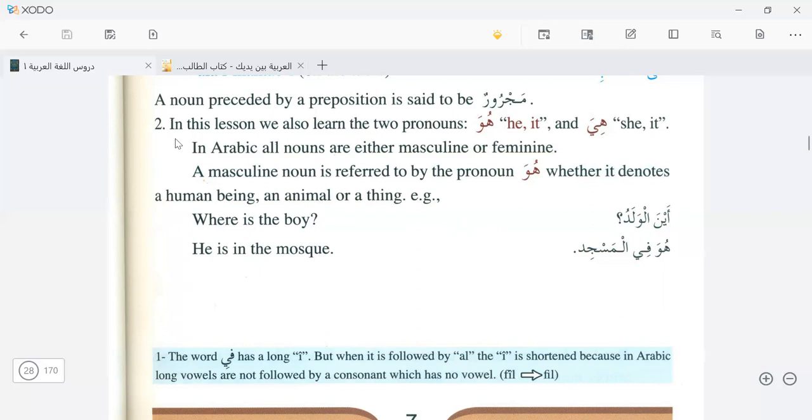So Nuranisa, number two. In this lesson we also learn the two pronouns: huwa, he or it, and hiya, she or it. In Arabic, all nouns are either masculine or feminine. A masculine noun is referred to by the pronoun huwa, whether it denotes a human being, an animal, or a thing.